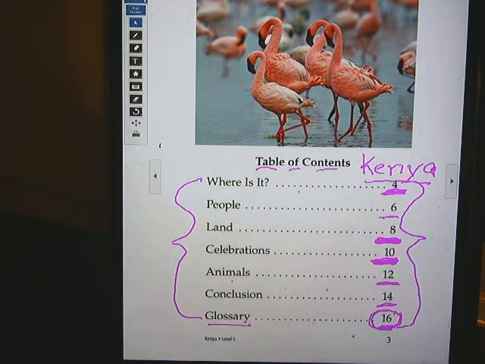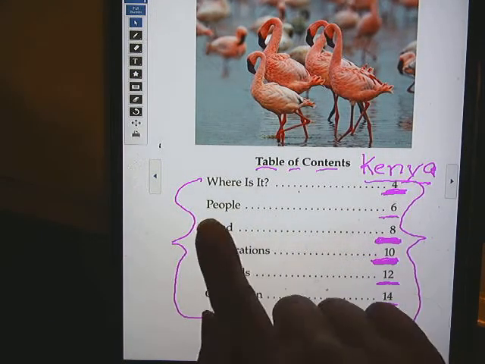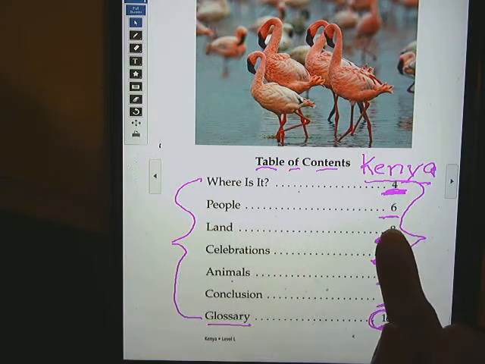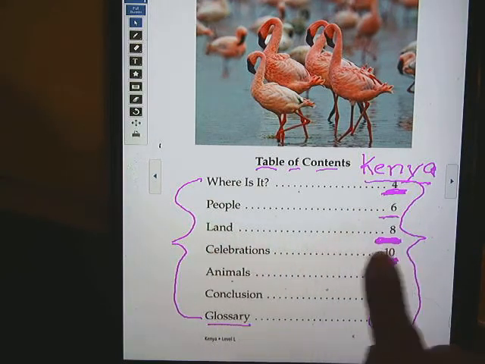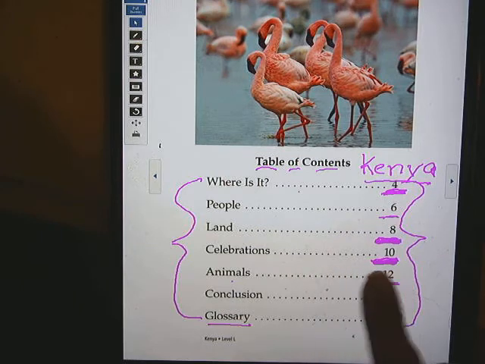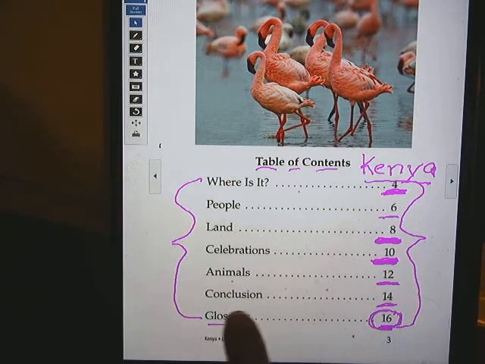Table of contents. Where is it? Page 4. People, page 6. Land, 8. Celebrations, 10. Animals, 12. Conclusion, 14. And glossary, 16.